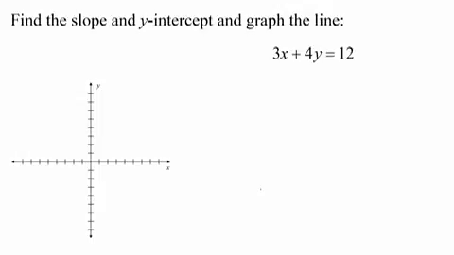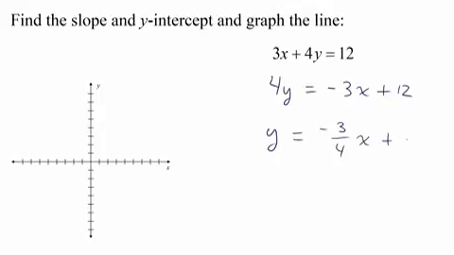Find the slope and y-intercept and graph the line 3x plus 4y equals 12. Let's go ahead and solve this equation for y. So we would have 4y is equal to negative 3x plus 12. Now we'll divide everything by 4, giving us y equals negative 3/4 x plus 3. The slope is negative 3/4, and the y-intercept is at 3.